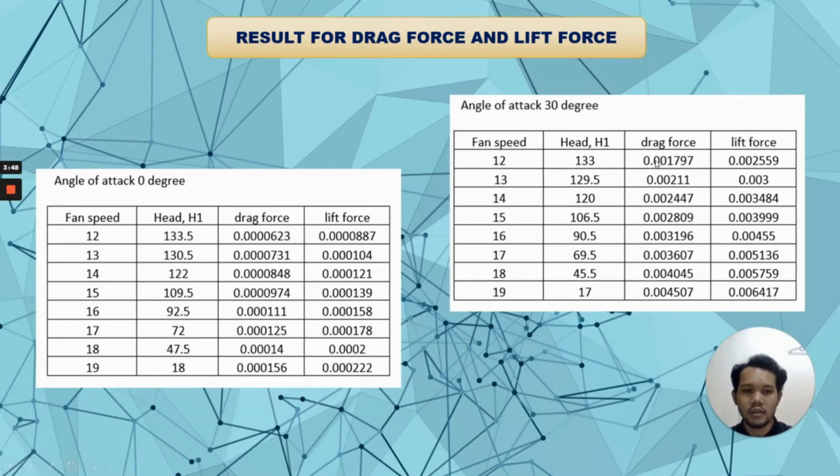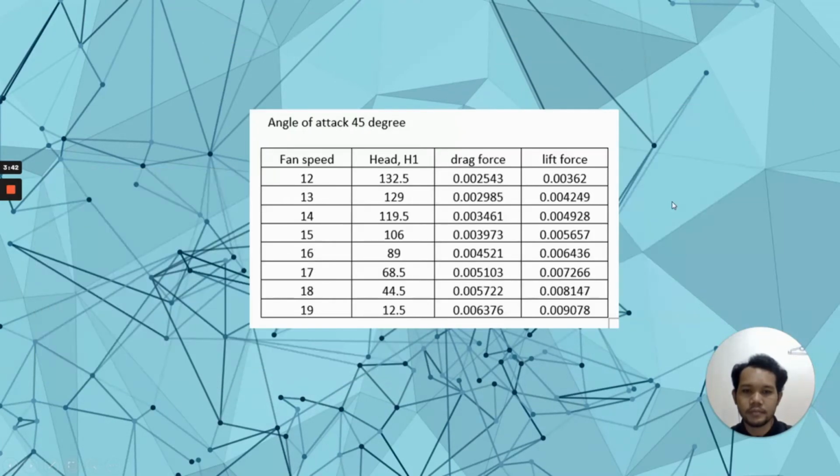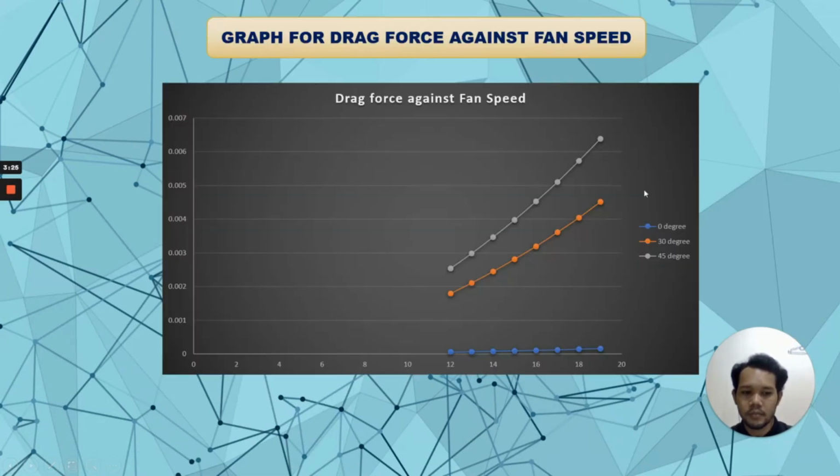While for the angle of attack 30 degree, for the fan speed 12, we got the head is 133. Calculated drag force is 0.001797 and lift force 0.00259. For the angle of attack 45 degree, for the fan speed 12, we got the head is 132.5, while the calculated drag force is 0.02543, lift force 0.00362.